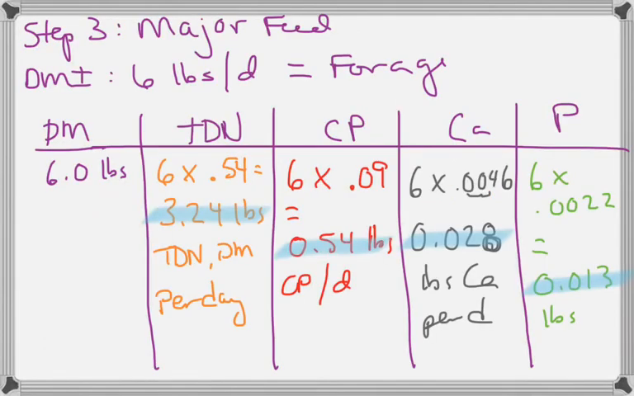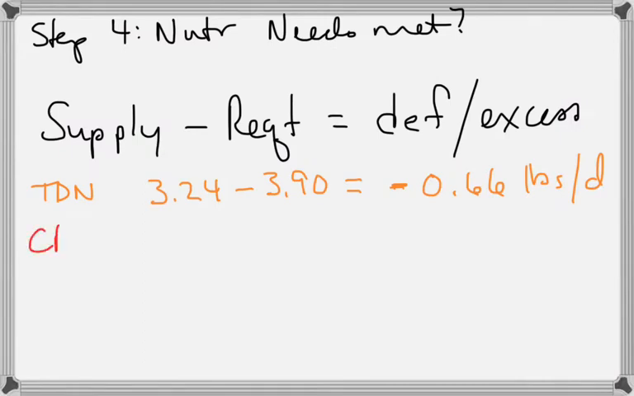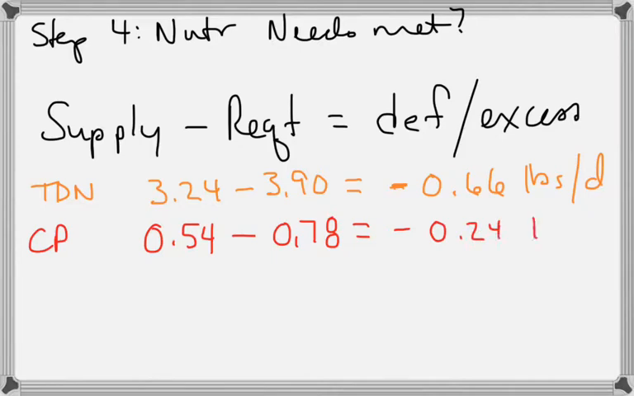Next, let's take a look at protein. That animal was getting 0.54 pounds of protein per day. So let's see if we are meeting our protein requirements. So 0.54 is the supply. Subtract the requirement, which is 0.78, and we find out that that animal is deficient 0.24 pounds of protein per day. Dang it, we've got energy and protein deficient.